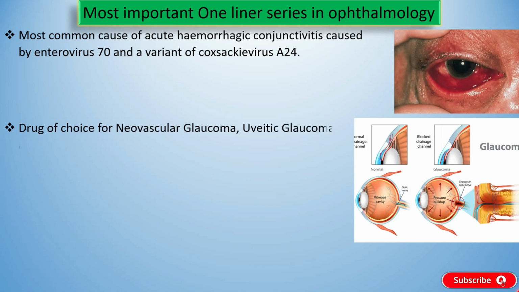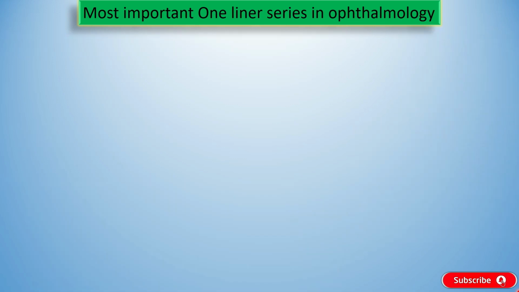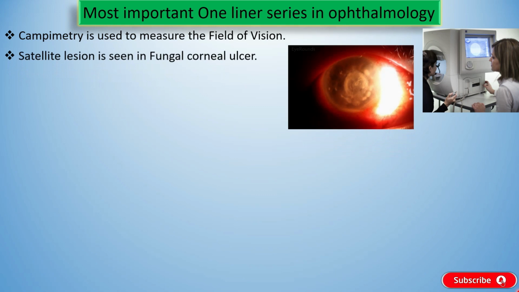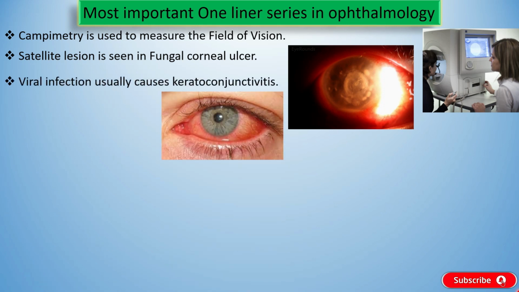Drug of choice for neovascular glaucoma, uveitic glaucoma, and malignant glaucoma is atropine. Magnification produced by direct ophthalmoscopy is 15 times. Campimetry is used to measure the field of vision. Satellite lesion in the cornea is seen in fungal corneal ulcer. Viral infection usually causes keratoconjunctivitis.